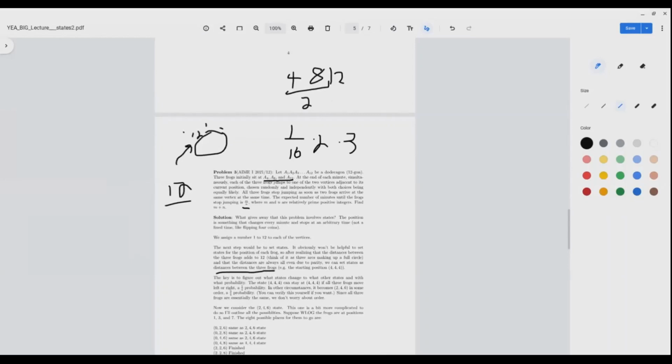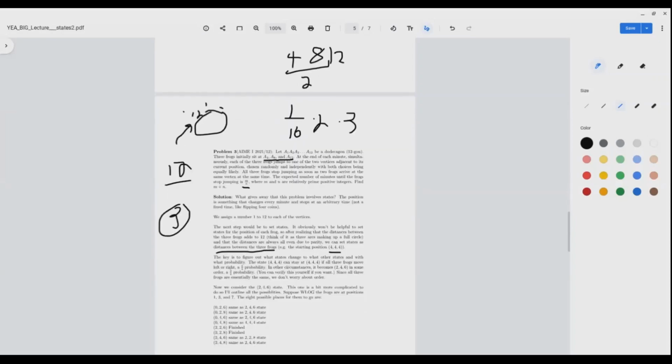So there are only going to be 3 states for this, and the starting position is going to be 4, 4, 4. If we look at 4, 4, 4, it can stay at 4, 4, 4 if all 3 frogs move left, or if all 3 frogs move right. There's a 1/4 probability for this, because it's 2 over 8. So there's a 1/4 chance that it stays at 4, 4, 4.